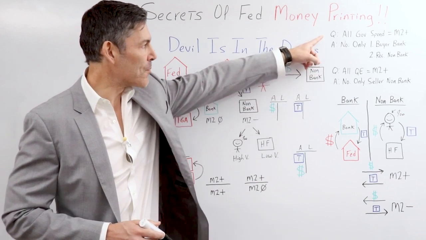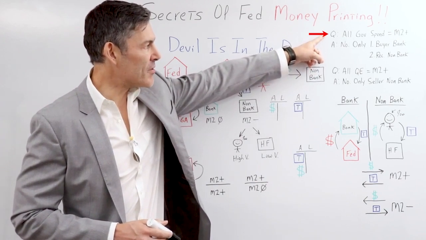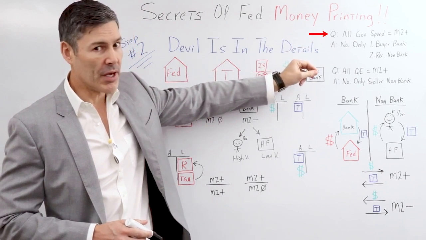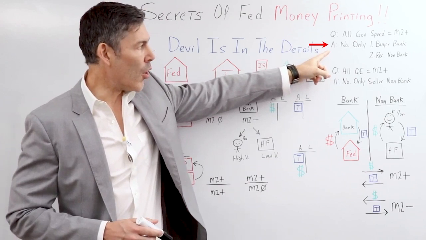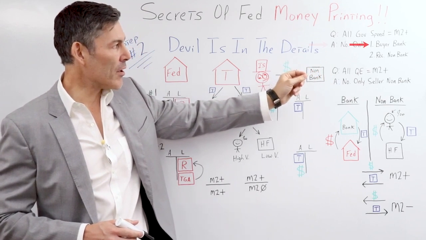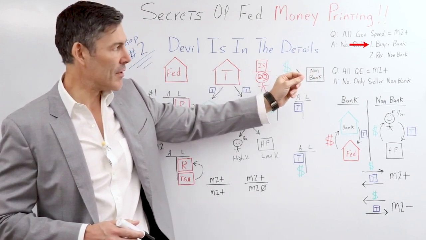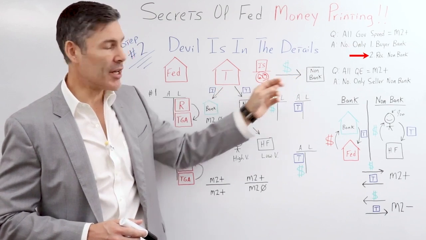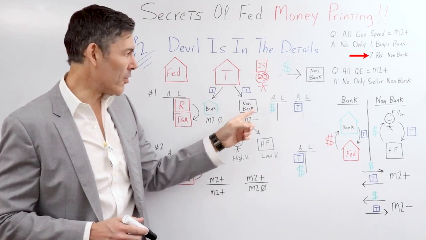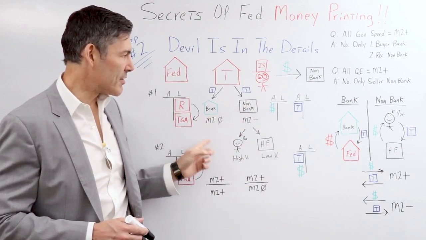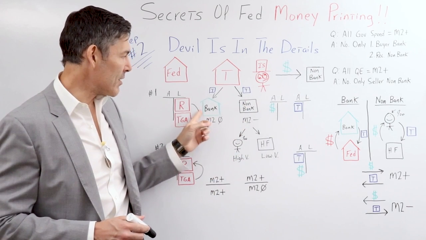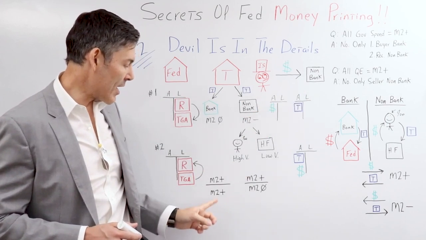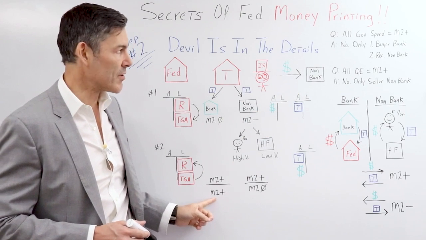Okay, first question. Does all government spending increase M2 money supply? The answer? No. Only if the buyer of the treasury is a bank and the receiver of the dollars is a non-bank. Remember, it goes back to this outline, this diagram, where the bank is buying the treasury and then the treasury is spending the money to a non-bank. That is going to increase M2 money supply.